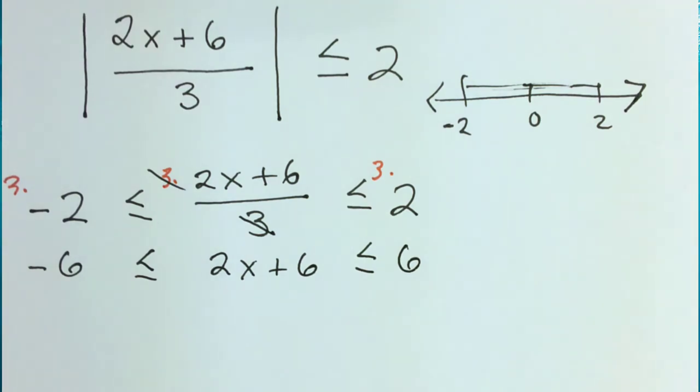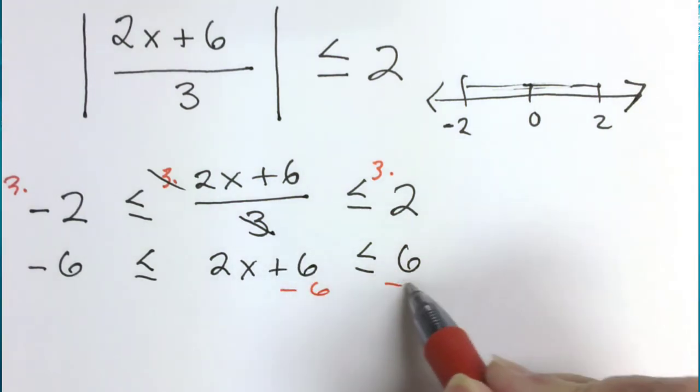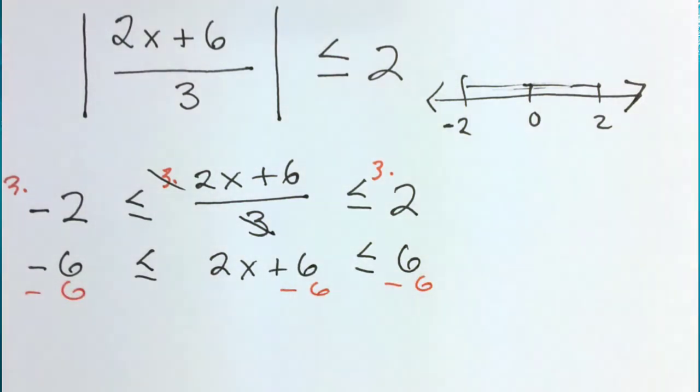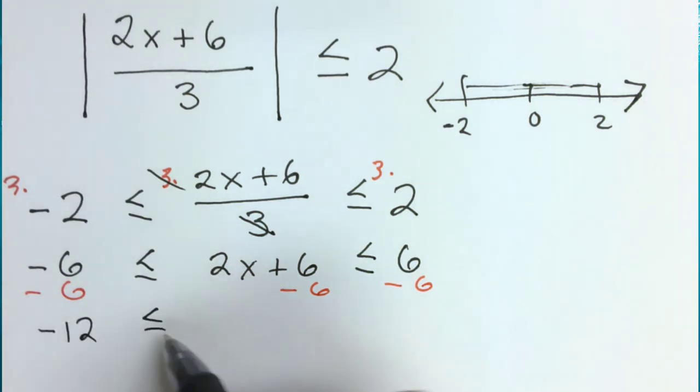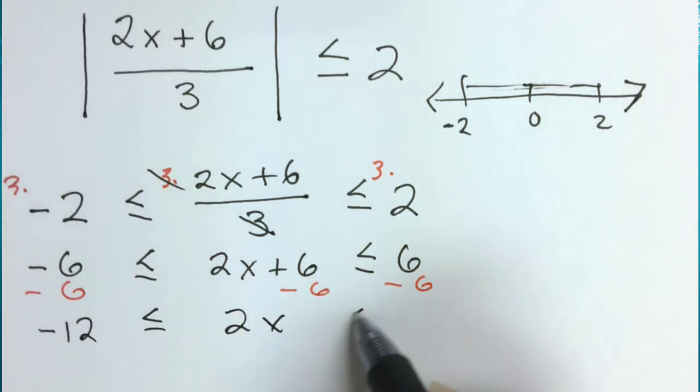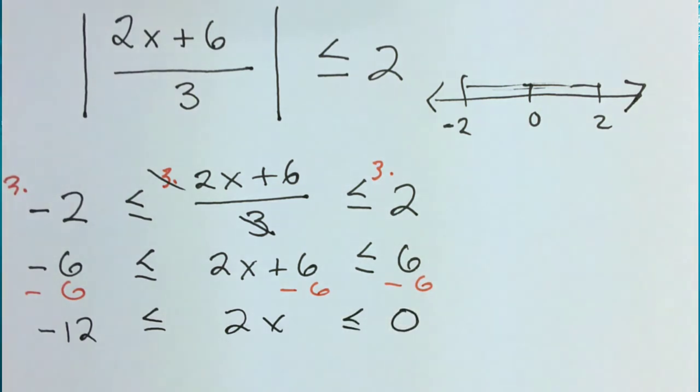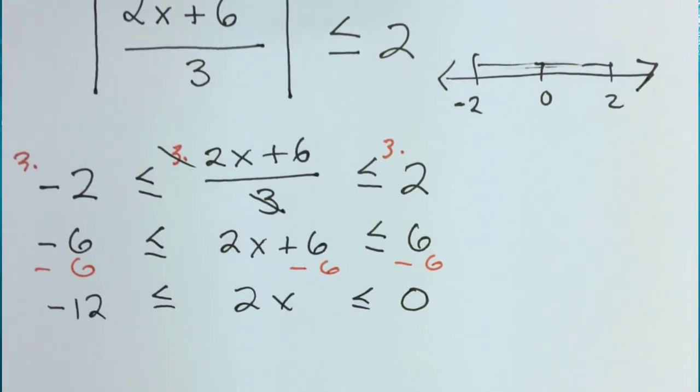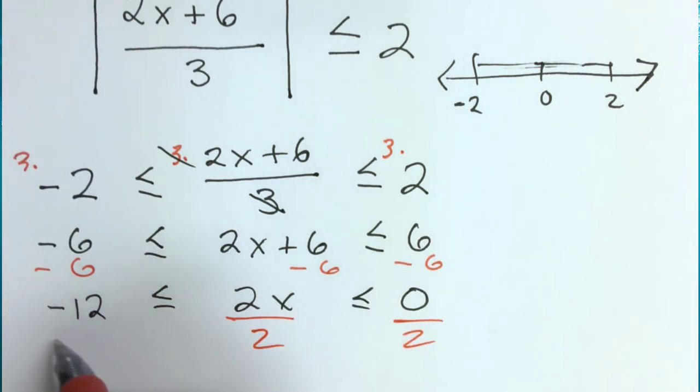And then you're going to isolate your x in the middle. So you're going to go in there and you're going to subtract 6 all the way across. Watch your signs. This will be -12. And then you're going to divide by 2. That is a +2, so nothing is going to flip. Make sure you do all 3 places.